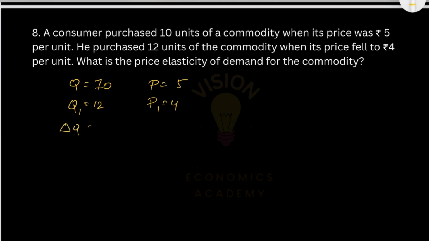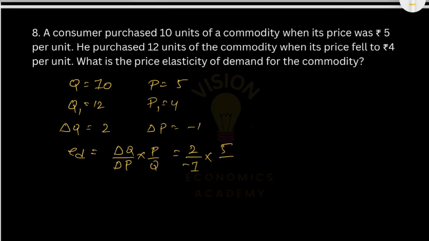Change in Q is 12 minus 10, that is 2. Change in P is 4 minus 5, that is minus 1. Then elasticity of demand equals change in Q by change in P into P by Q. That is 2 by minus 1 into 5 by 10. Right? So the answer is minus 1.